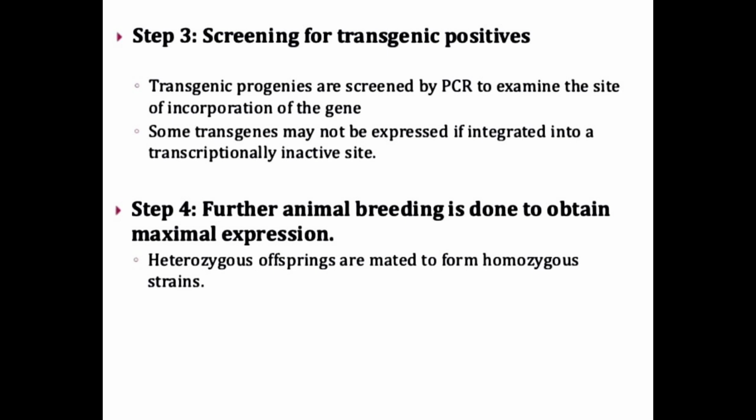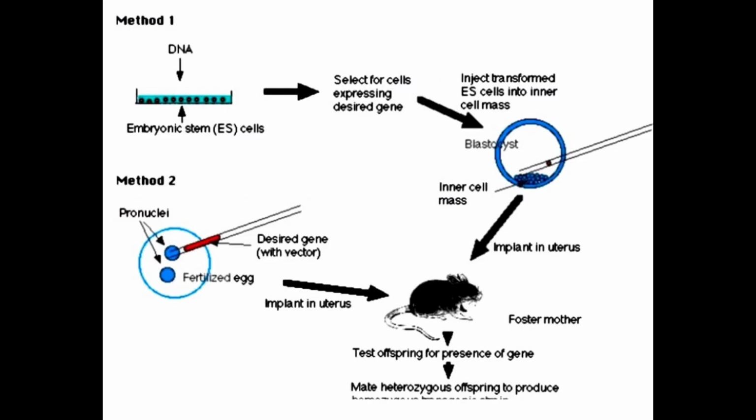Transgenic progenies are screened by PCR to examine the site of incorporation of the gene. Some transgenes may not be expressed if integrated into a transcriptionally inactive site. Further, animal breeding is done to obtain maximal expression. Heterozygous offspring are mated to form homozygous strains. Method 1 and method 2 are done in this way as shown.